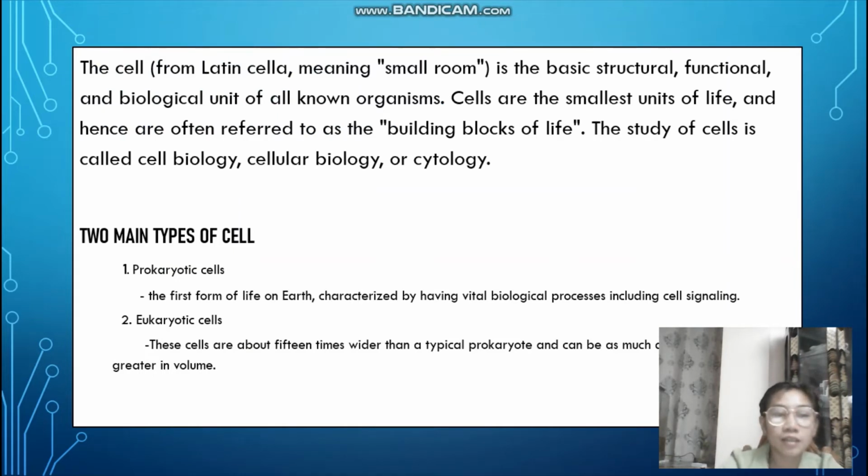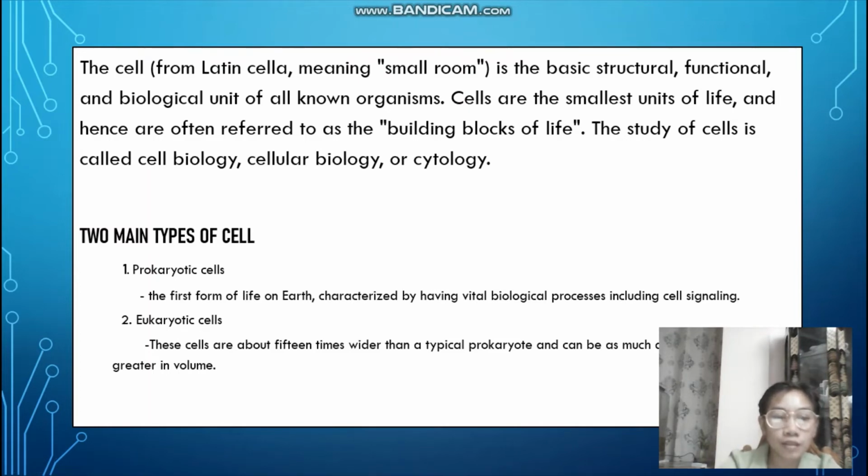The cell, from Latin cella meaning small room, is the basic structural, functional, and biological unit of all known organisms. Cells are the smallest unit of life, and hence are often referred to as the building blocks of life. The study of cells is called cell biology, cellular biology, or cytology. There are two main types of cells: prokaryotic and eukaryotic cells.